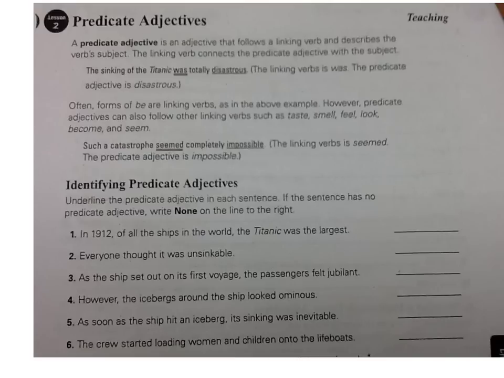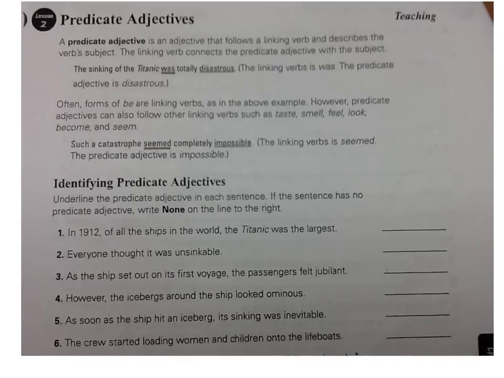So, here we have your exercise that you should be working on predicate adjectives. Notice that, first of all, every time there is a predicate adjective, it is linked to the word it's modifying by a linking verb. Was, same thing. On this one, impossible is modifying catastrophe, and seemed is the linking verb here.